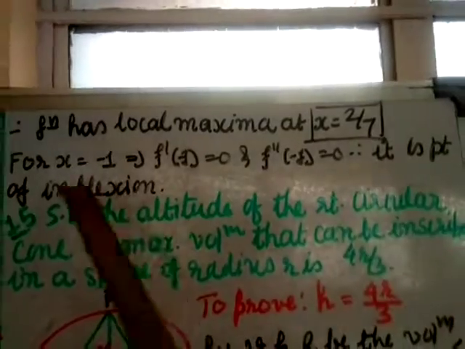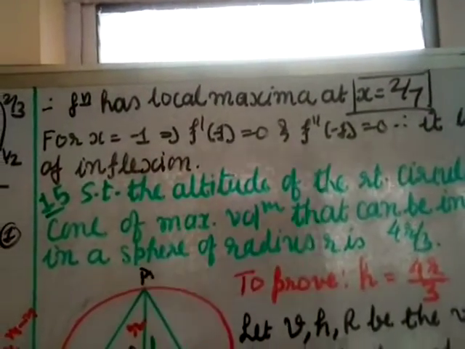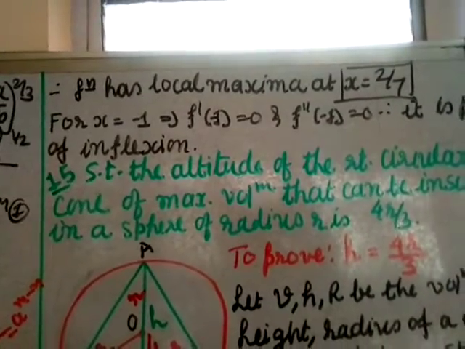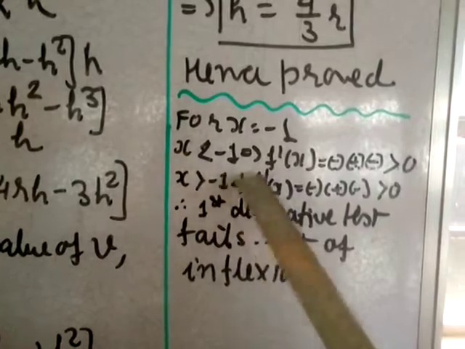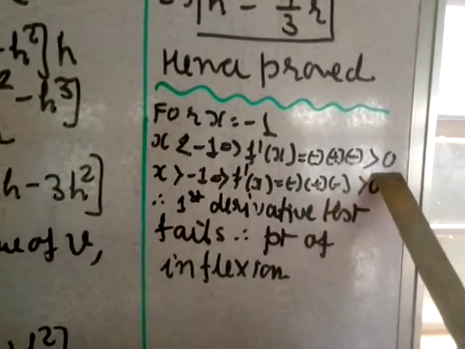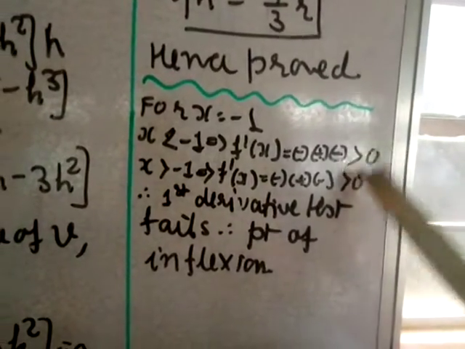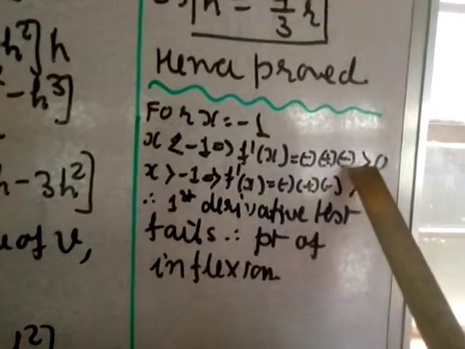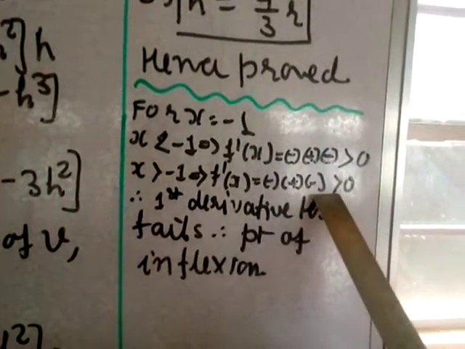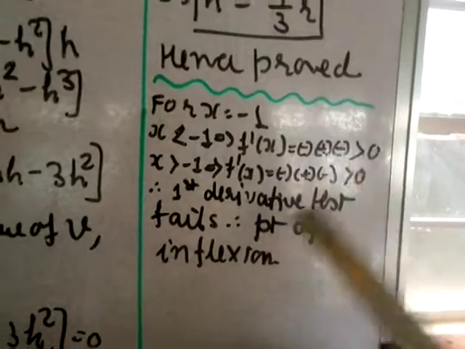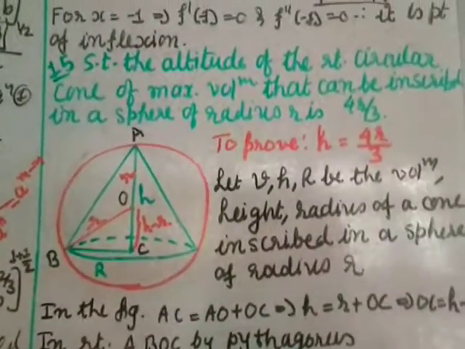Then for x equal to minus 1, both f dash x and f double dash are coming 0. So I can say that it is the point of inflection. You can also check in the first derivative test. If I take x less than minus 1, then I am getting f dash x greater than 0. If I take x greater than minus 1, then I am getting f dash greater than 0. This is the wrong condition. For a minimum it has to be less than 0, then greater than 0, and for a maximum it has to be greater than, then less than. So this test fails. So you can use either this or that method. So that is the point of inflection.